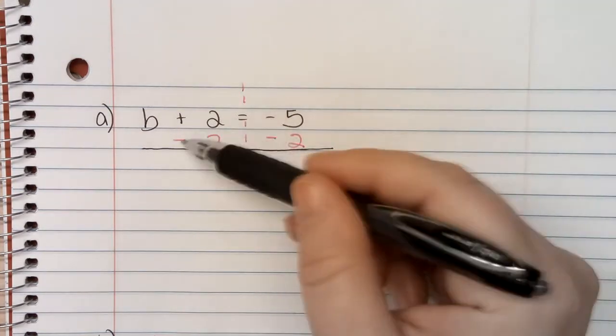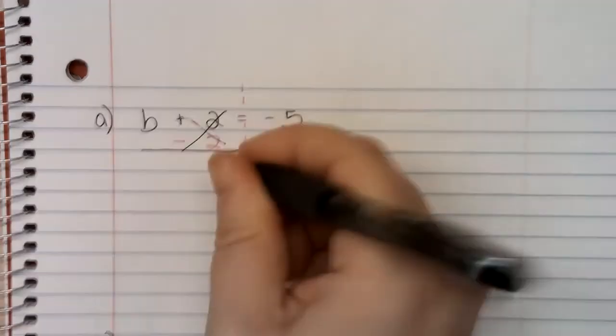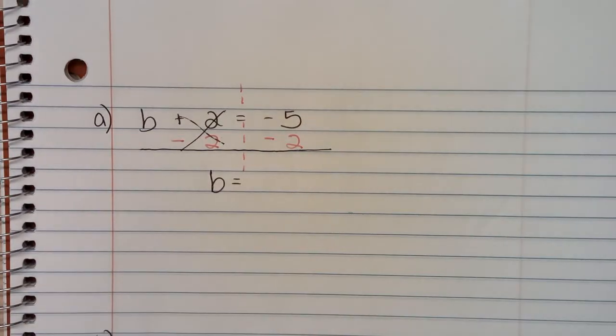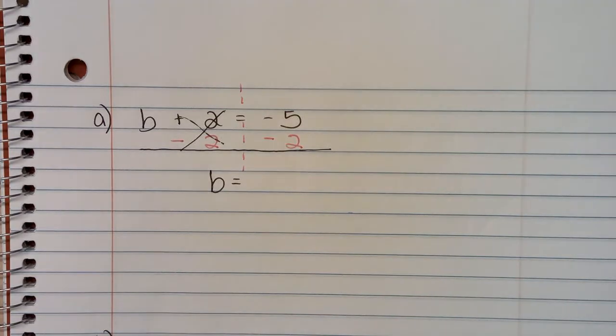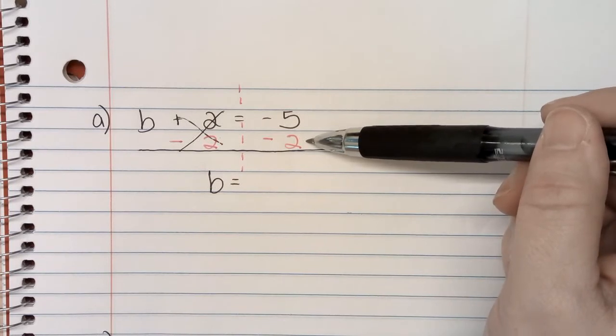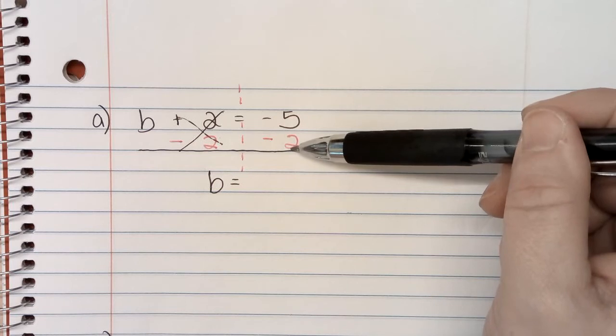So positive 2 minus 2 just cancels out. Bring down the b equals, ooh, look, good, isolated b. So I have -5 minus 2. This is a negative number minus, so we're going to go deeper into the negatives. So one trick is you could add these two together and make it negative.